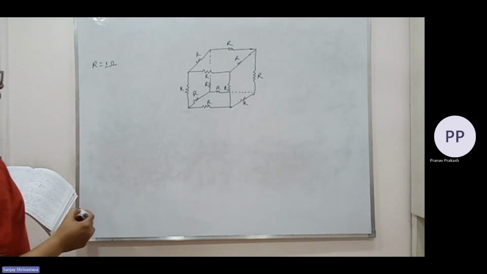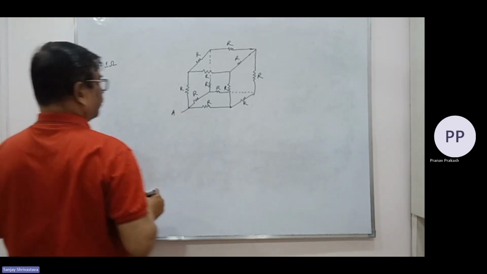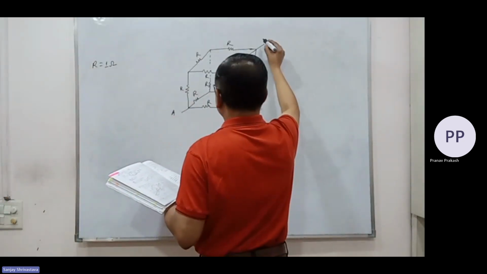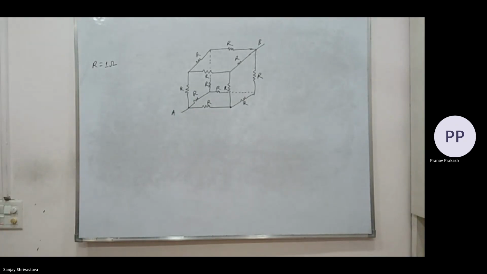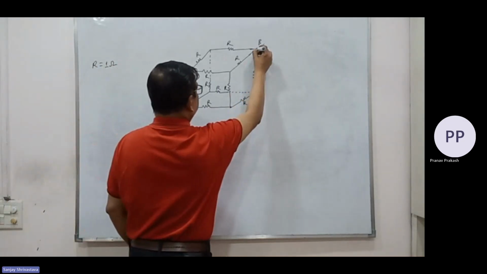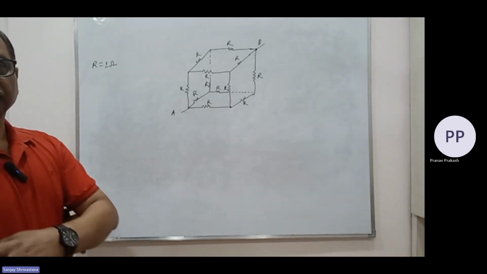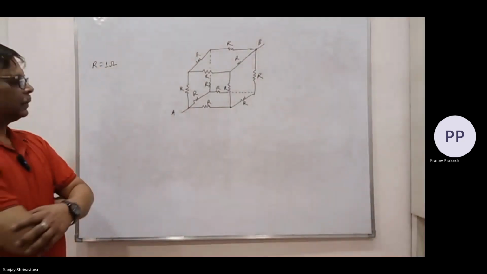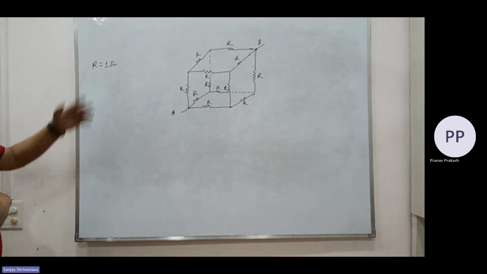Suppose this is a point A, diagonally opposite, and this is point B. So these are the diagonally opposite corners, A and B, and we have to find the equivalent resistance between them. Are you clear about the picture, Pranav? It's a cube. Each arm has the same resistance R.